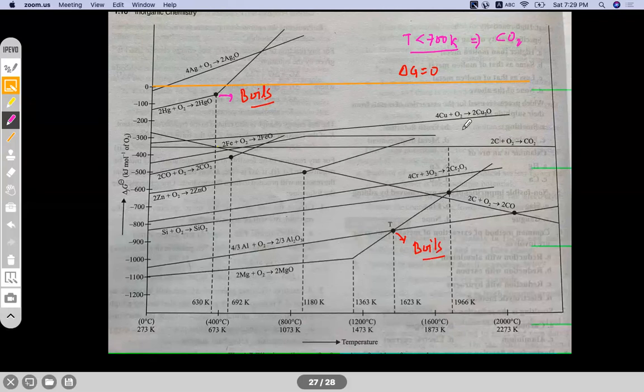So the 3-4 points I have given you, mostly they ask theoretical questions on them only. You just need to understand these 2-3 points. If you keep these points in mind, you can answer all the questions based on the Ellingham diagram. Okay, done.